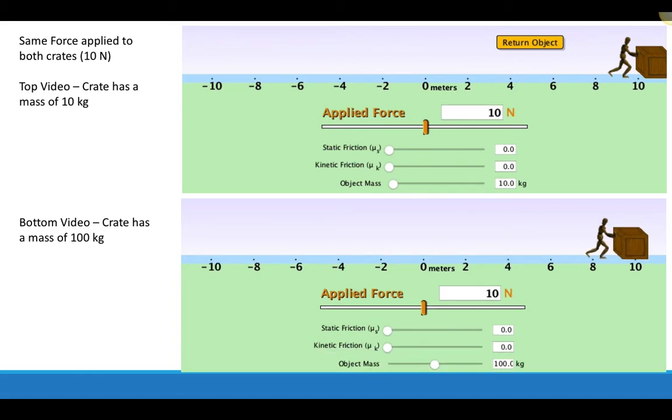So the force applied on the object is going to have an impact on the motion. They both started from rest. They both changed their motion, but they changed their motion differently based on what their mass was.